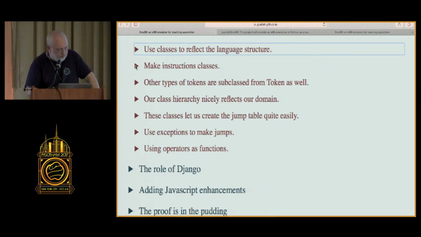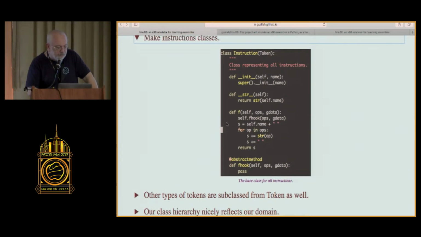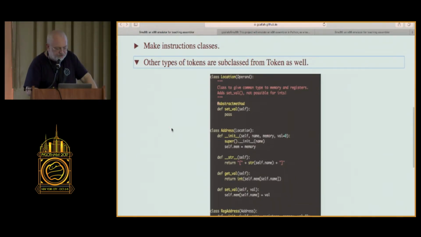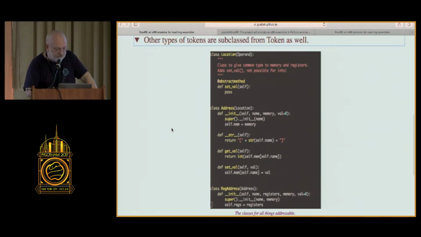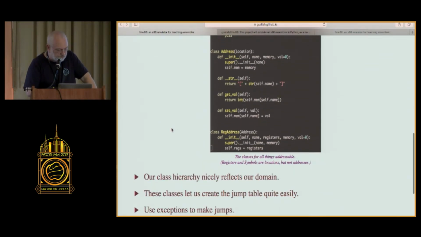Underneath token, we then have our instruction classes, and all instructions have this single point called F that actually executes the instruction code. So here we have some other subclasses from token. We have a location. Location is a type of operand, which is a subclass of token. We have addresses and register addresses.